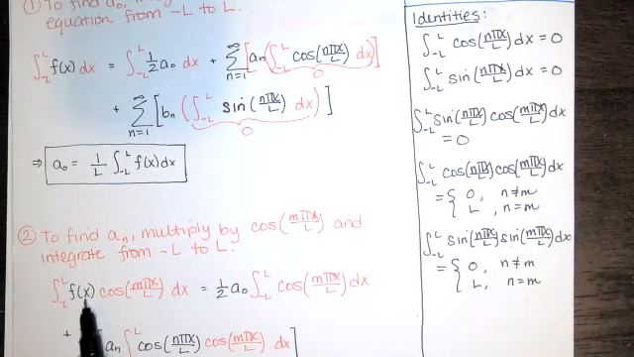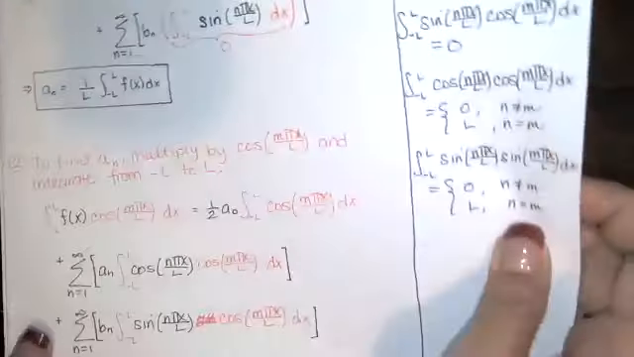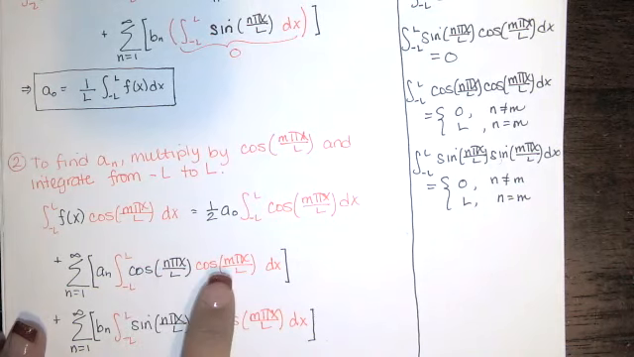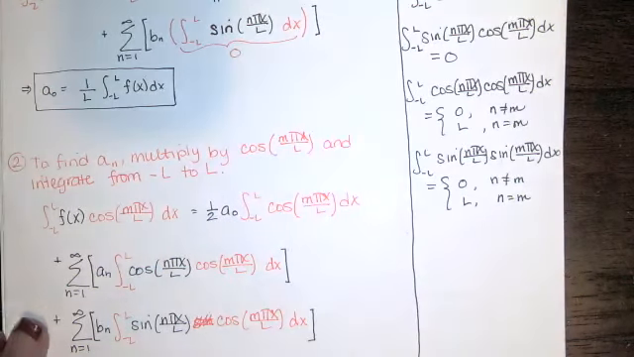The left-hand side was f of x, so we multiply and integrate. Then we have that equal to that 1/2 a naught. We multiply and integrate. Plus the sum as n goes from 1 to infinity of a sub n times this. Again, the cosine functions, we take those cosines, we multiply by another cosine, we multiply and integrate. And then the same is true with the last one. We had the sum as n goes from 1 to infinity of b sub n times these sine functions, multiply by the cosine, and then integrate.